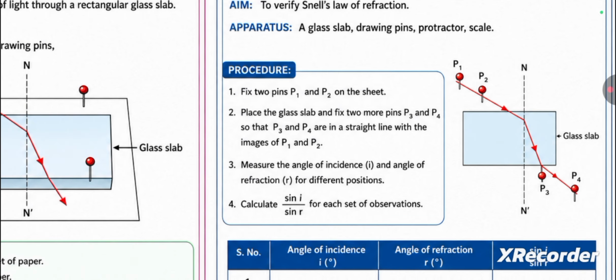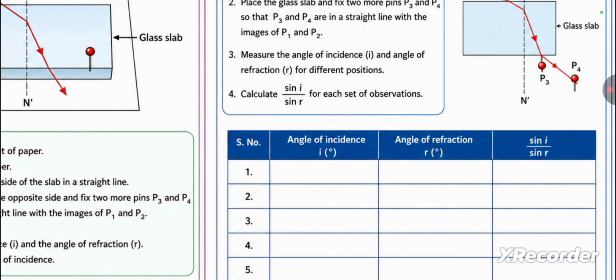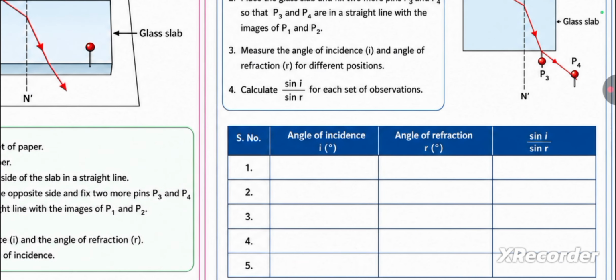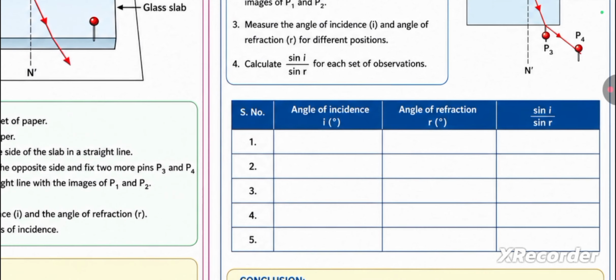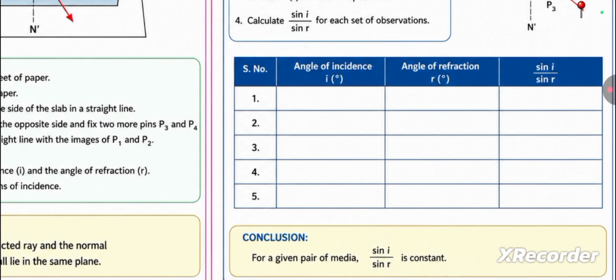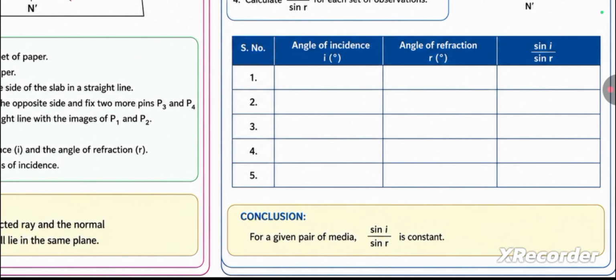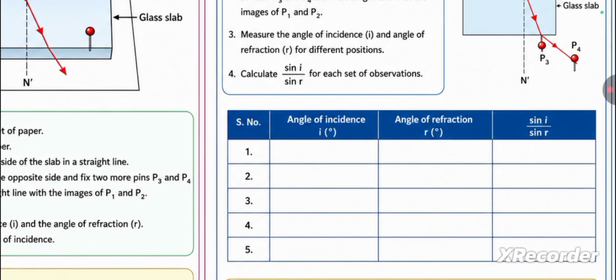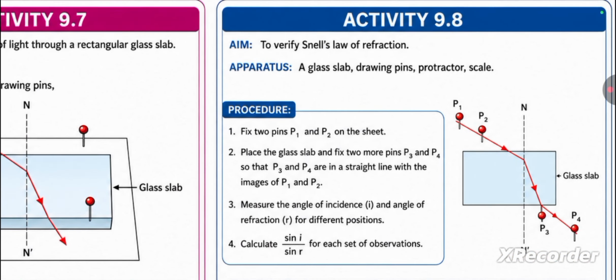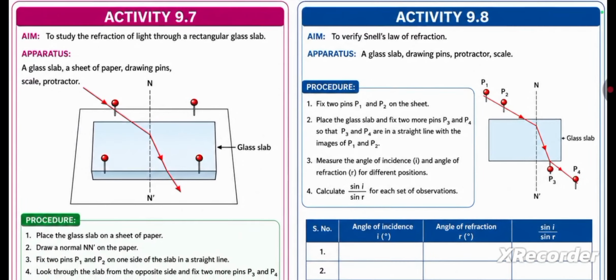Calculate sin I by sin R for each set of observations. We take different incidence angles, then we get different refraction angles. We take those angles and calculate sin I by sin R. Conclusion: for a given pair of media, sin I by sin R is always constant. This is called Snell's law. We have to prove this activity.